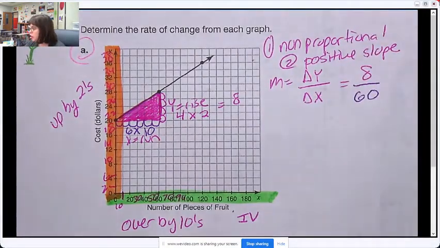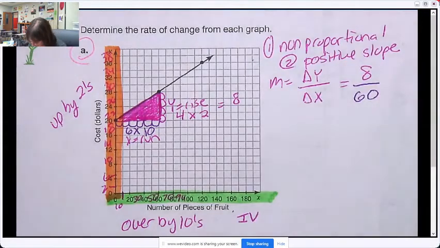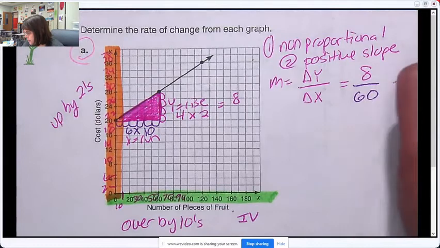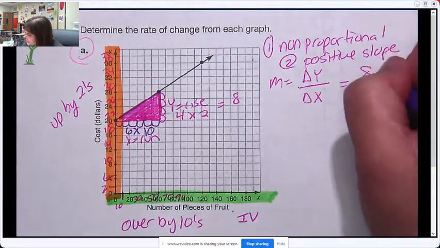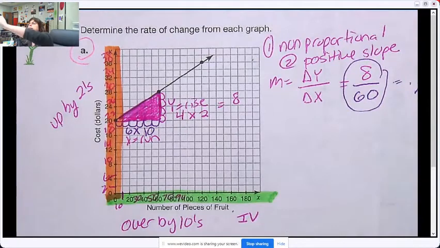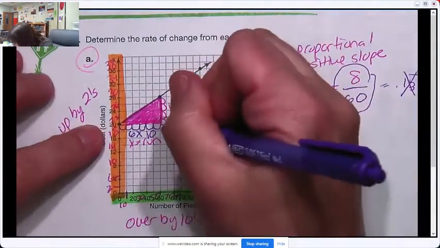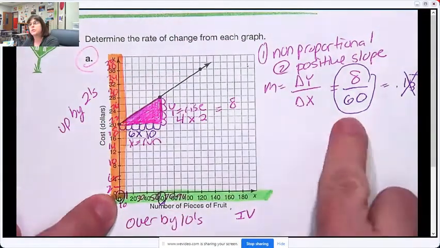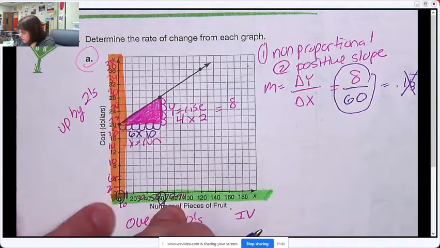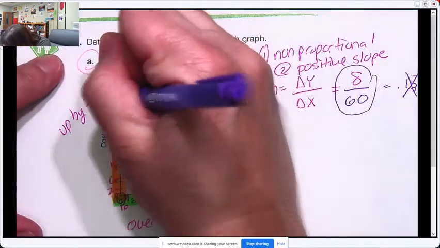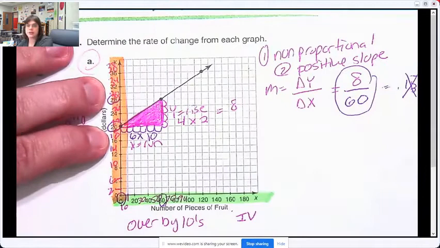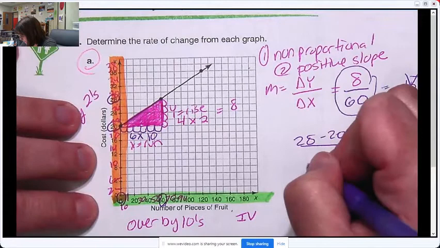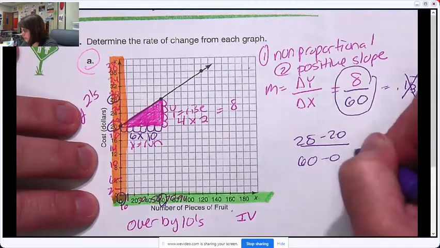Notice it did not say unit rate, because if I divide 8 by 60, I'm going to get this insane number for my slope, for my rate of change. So rate of change is what you have that's unsimplified. So you just leave it like this. Now I also could have come down and said 60 minus 0 gives me 60 on the bottom. I could subtract my x values, and I could come over and say 28 minus 20 also has a value of 8. So you could have visualized it like this too and gotten the same answer.